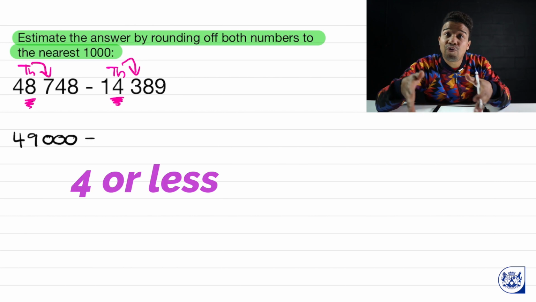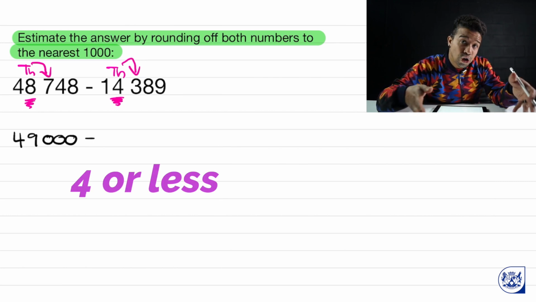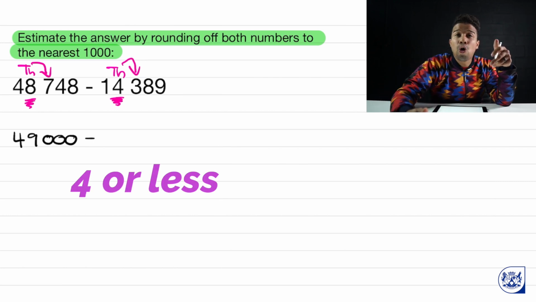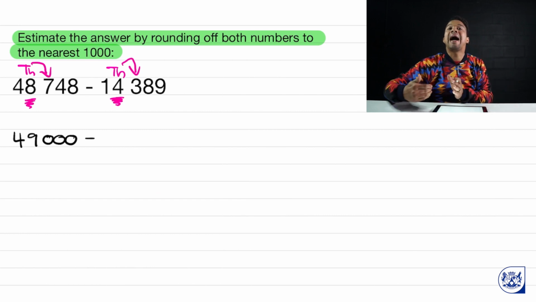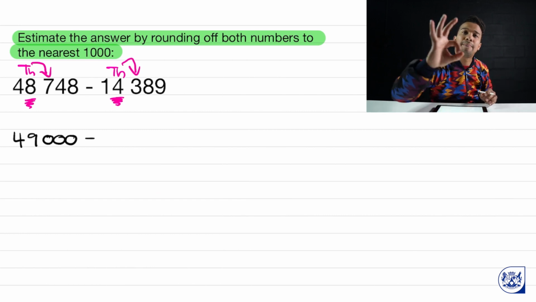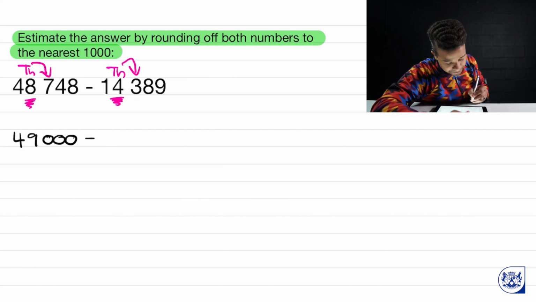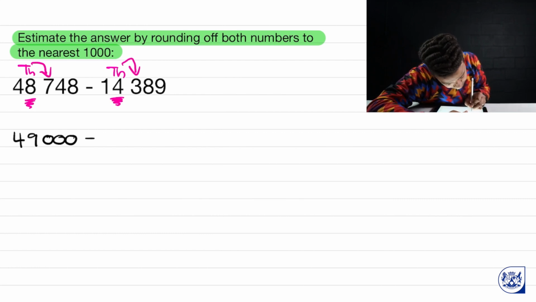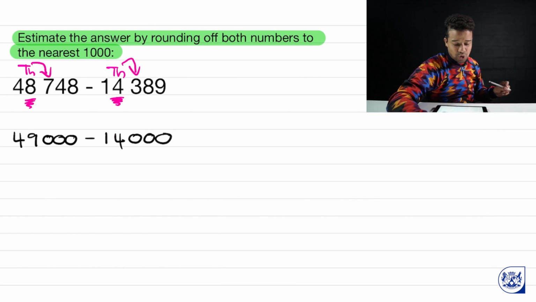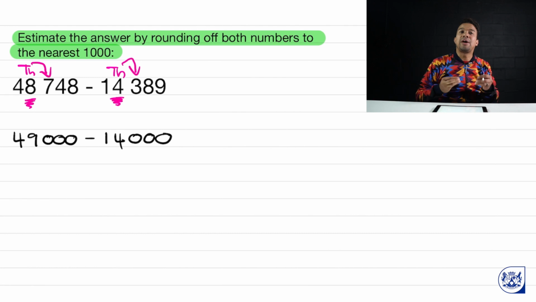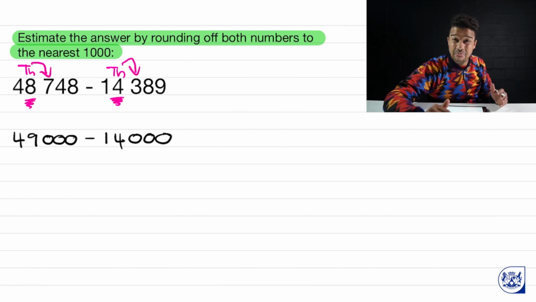And 3 falls into the 4 or less, which means the number we are focused on, which is the number 4, will remain the same, and all the numbers behind it or to the right of it will become 0. Let's do that. So it's 14,000. The 4 will stay the same, and the numbers behind it will become 0. Cool. And there you can see we rounded both our numbers off to the nearest 1,000.